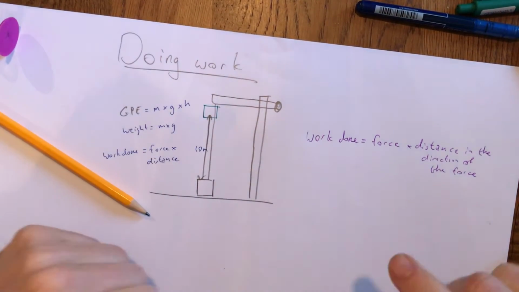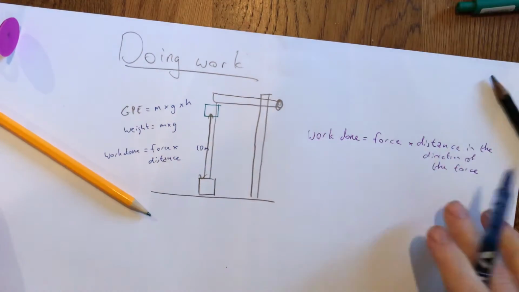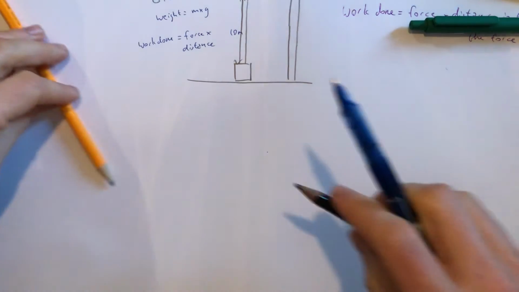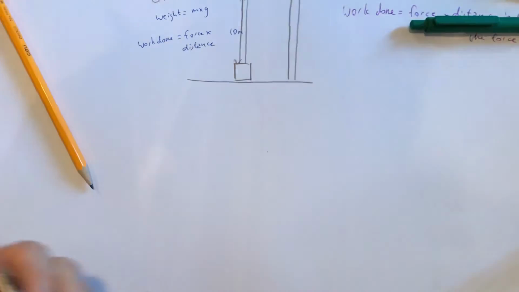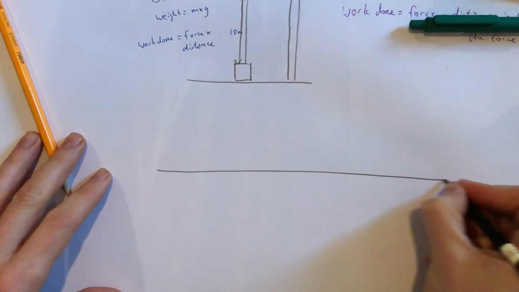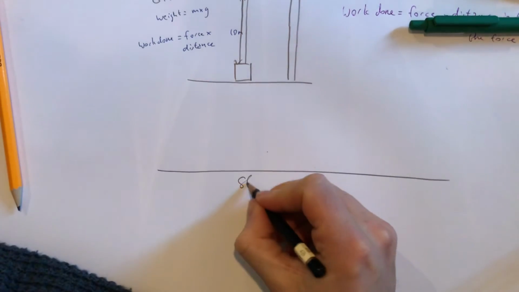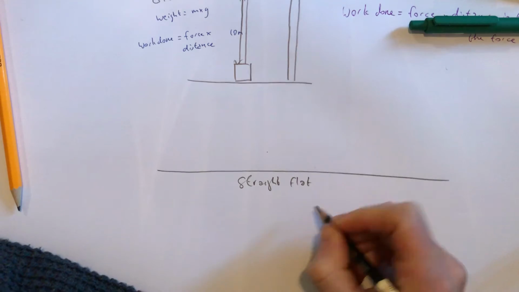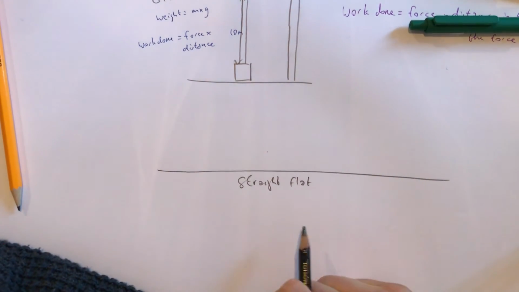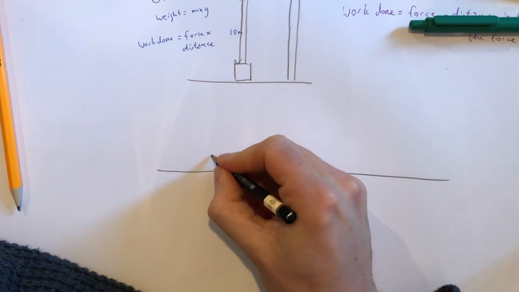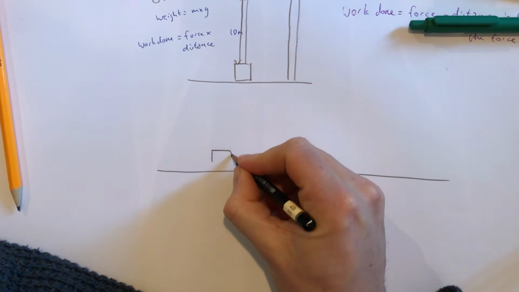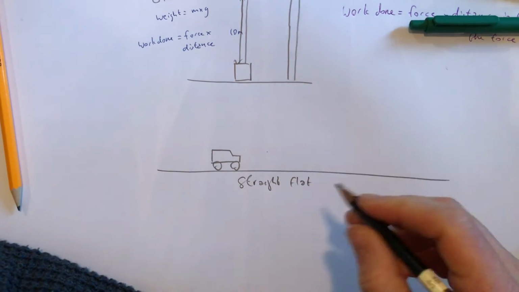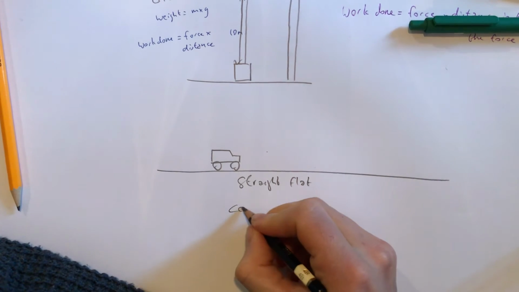Now let's look at another example which will hopefully help to clarify this. We'll think maybe about a car. When we think about cars, it's much simpler to think about a car on a straight, flat road, because then we don't have to worry too much about changes of direction, which does actually make it a bit more complicated. Let's just do a crude drawing of a car. There we go.